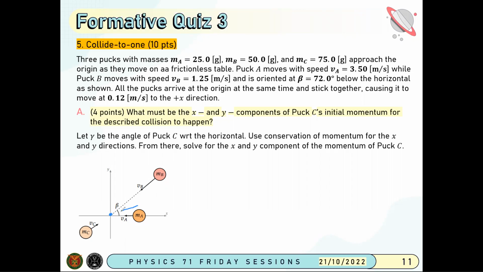So ito si beta. All the pucks arrive at the origin at the same time and stick together, causing it to move at 0.12 meters per second to the positive x direction.